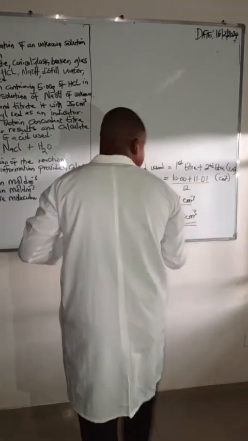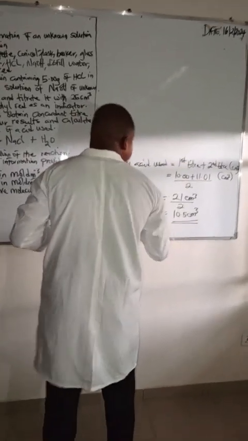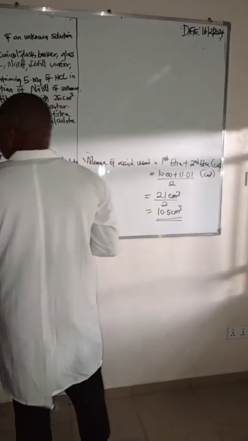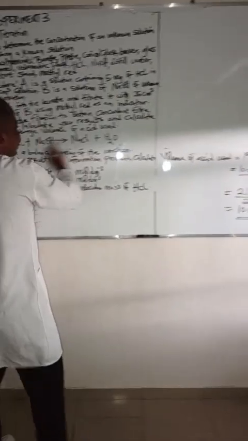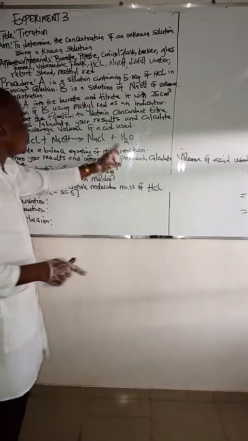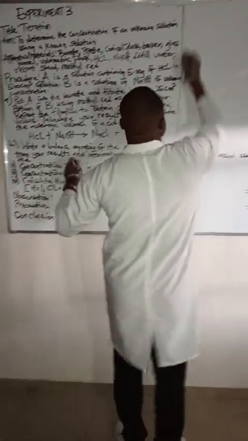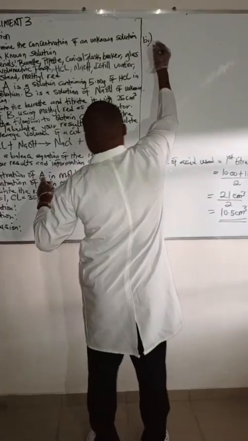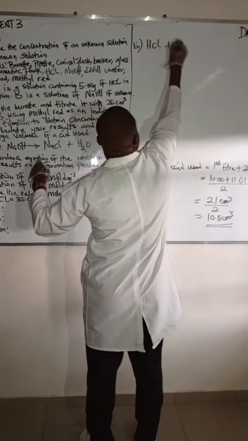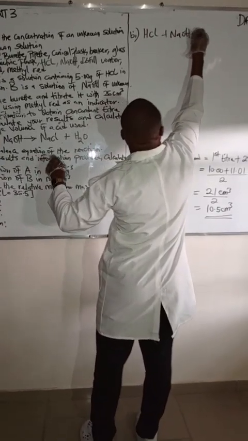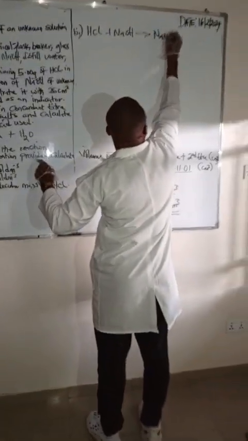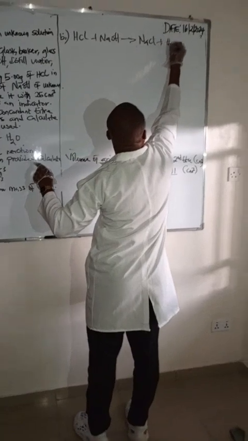Please note this, our volume of acid used is 10.5 cm cube. Now, this is the equation of reaction which I've told you before. We are asked to write a balanced equation of the reaction. That is B(i). Write a balanced equation. Now this is HCl plus sodium hydroxide, we have sodium chloride plus water.